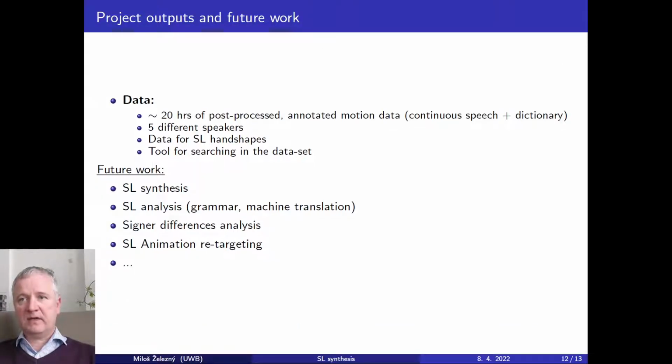As an output, we have data that consists of roughly 20 hours of post-processed and annotated motion capture data collected from 5 different speakers. It's usable for sign language hand shapes, for sign language synthesis, and we also provide a tool for searching in the dataset. As future work, we would like to work on sign language synthesis, analysis of grammar and machine translation, signer differences analysis, and retargeting of sign language animation.